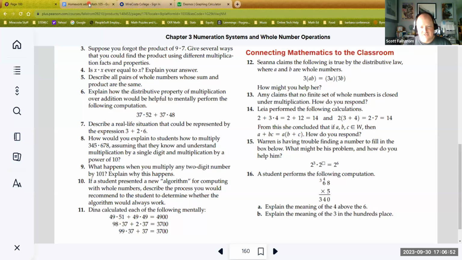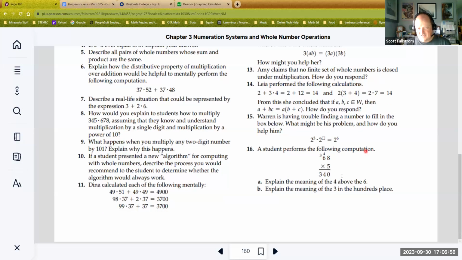What did I say? Through 14, 16, and 17. Okay, so student performance following computation. Explain the meaning of the 4 above the 6. Yeah, you need to know what that 4 means. Explain the meaning of the 3 in the hundreds place. Okay, the 3 in the hundreds place. I think they mean this 3. Don't think they mean that 3 because that 3 is kind of floating above the hundreds place. All right, so anyway, that's what the student performed in their computations.